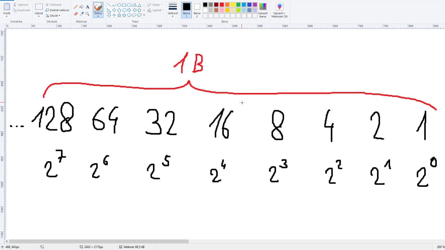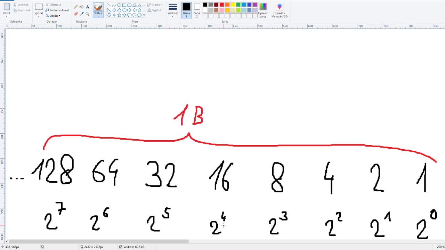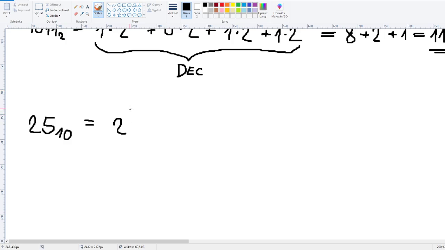So we have to subtract 16. So the highest power is 16, which is 2 to the power of 4. 4 2's have to be multiplying each other to yield 16. So this is 2 to the power of 4. Now, what is left? Well, we did 16, so we are left with 9, because 16 is already here. So 9 is the remainder, and now we have to do the same thing again.